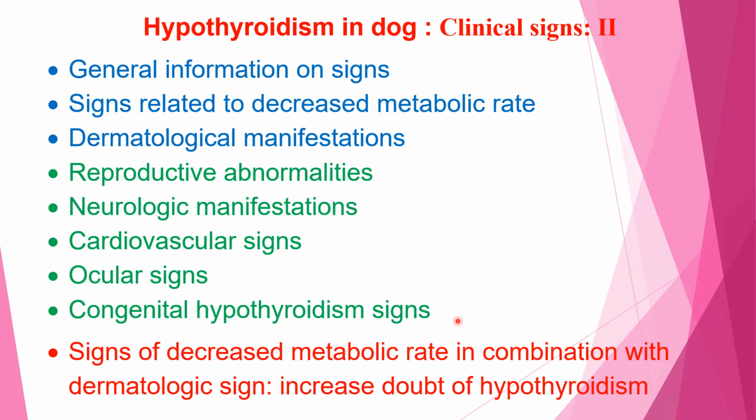Friends, remember, so many signs are there, but two groups of signs are very much important, that is signs of decreased metabolic rate in combination with signs of dermatological findings. If these two signs are present, then the clinician can doubt or can say that there may be a hypothyroidism case.